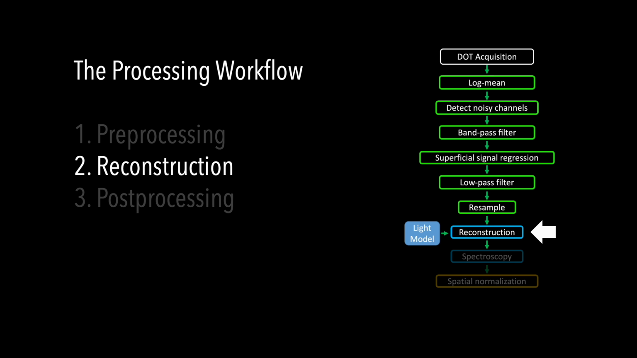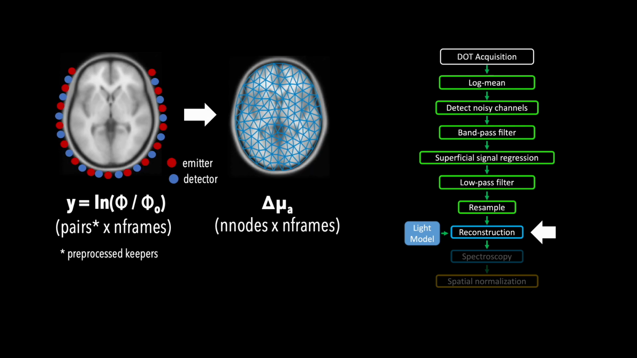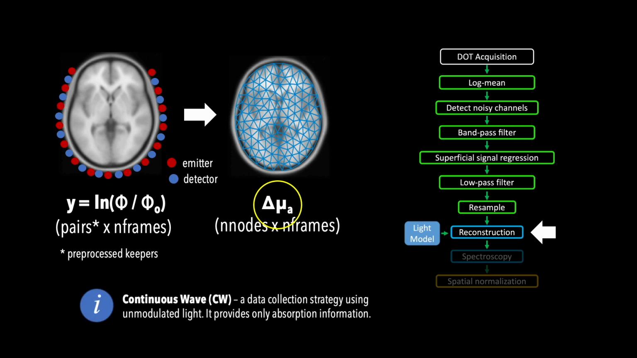Once preprocessing is complete, the data is used to generate the first of 3 volumetric reconstructions that appear in the pipeline. This operation converts light measurement pairs into a map of time-varying optical properties defined on a finite element mesh modeling the brain and surrounding tissues. We assume the optical property of interest is a change in light absorption, indicated by mu sub A. This implies the data were collected using a continuous wave system.